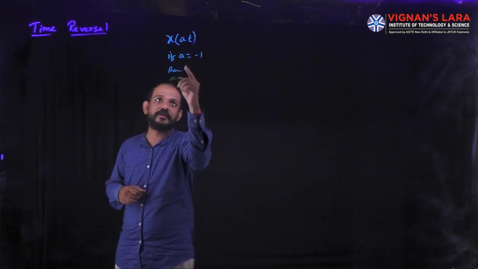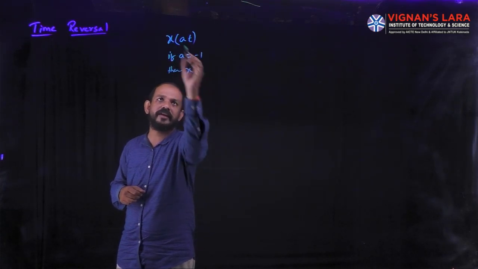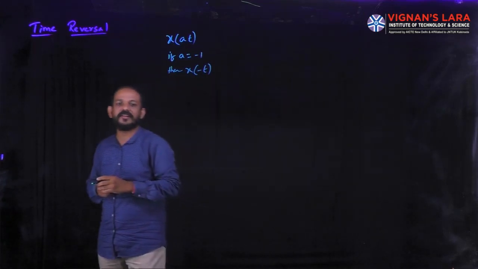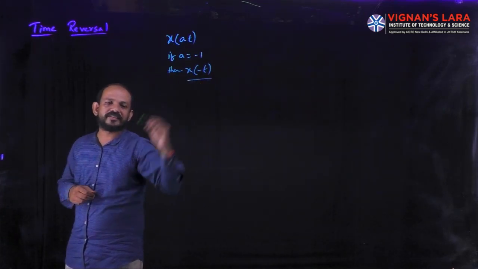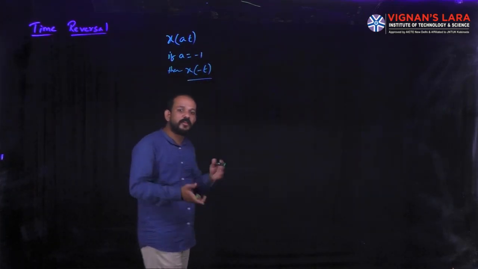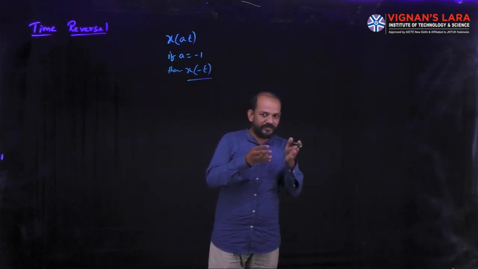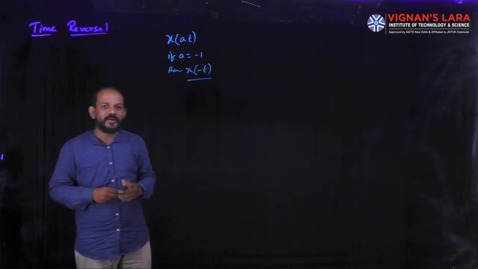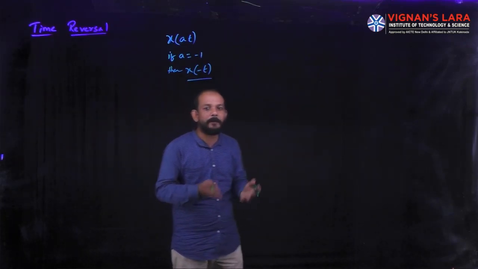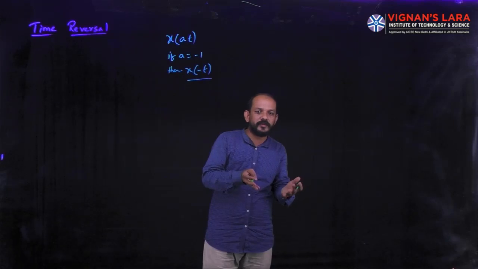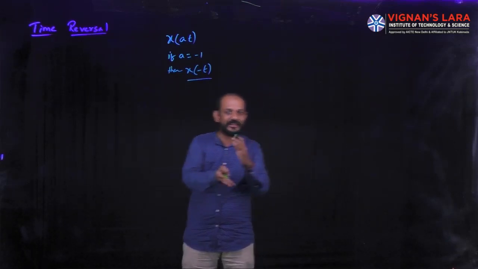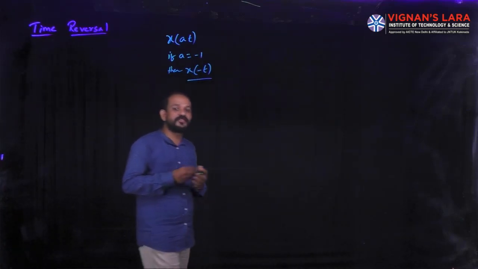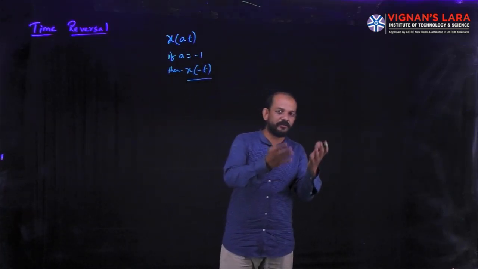Then the equation, if a equal to -1, what happens? Then x of at will be equal to x of minus t. So this x of minus t is the time reversal of the signal. That is, with respect to time, it will be in reverse order. That is simply folding of the signal about the time origin t equal to 0. So time reversal is also called the folding operation, the folding of the signal with respect to the time origin.